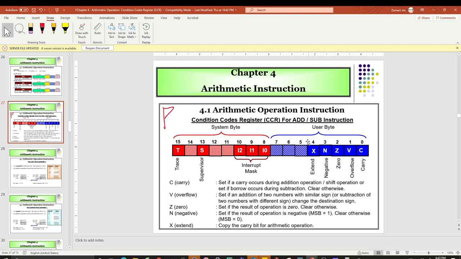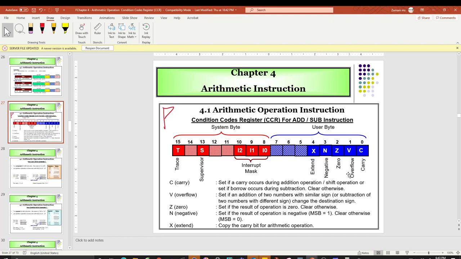So this is where the status register gives you information automatically when any code is executed, especially on the arithmetic parts. This is very important. So let's define it one by one. We have five of them: X, N, Z, V, and C.